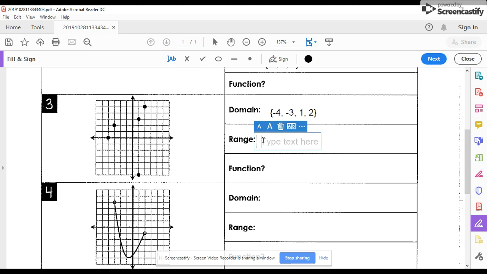And then for the range, we will list out the y values. Doesn't really matter the order. I always go low to high. So this one is -6. This point has a y value of 0. This point has a y value of 2, y value of 3, and y value of 5. So you're going to list them out just like that.